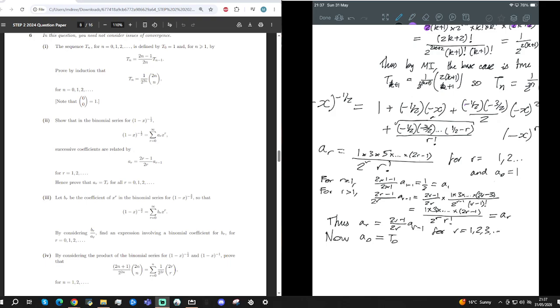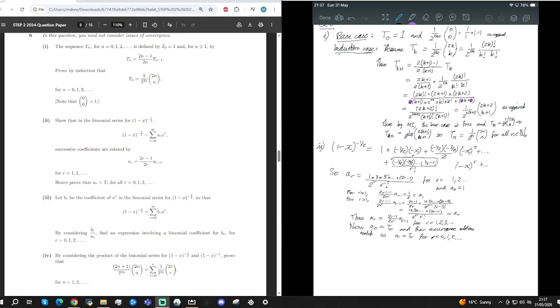So now A0 equals T0, and their recurrence relations are the same. Their recurrence relations match. So AR equals TR for r equals 0 all the way up. It may be a bit of an excessive around the houses way of doing that. Feels like I took a lot of time to make this comment here, but it ended up working out not too badly. Okay, part 3.